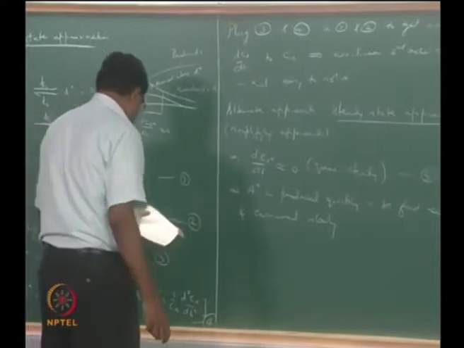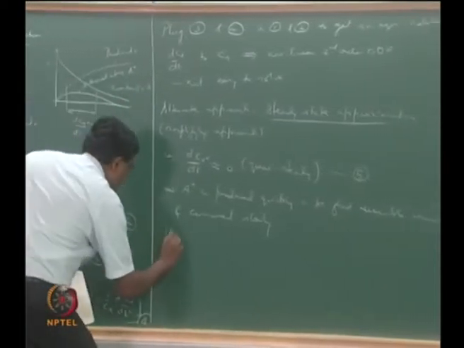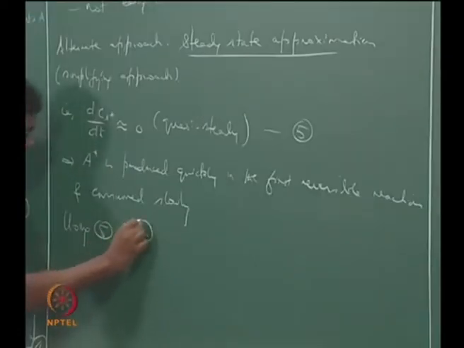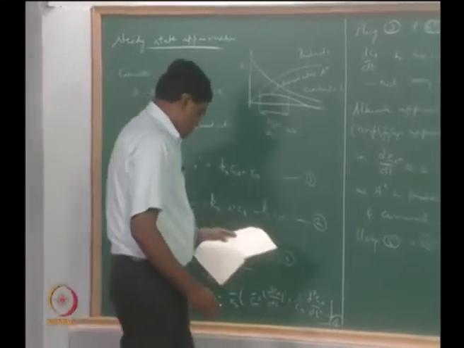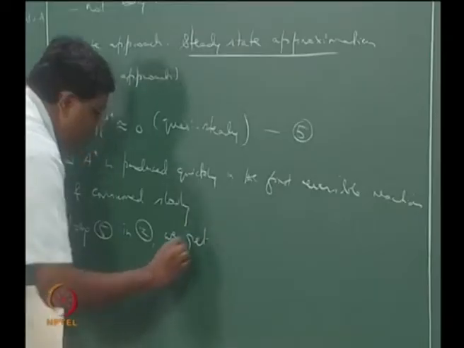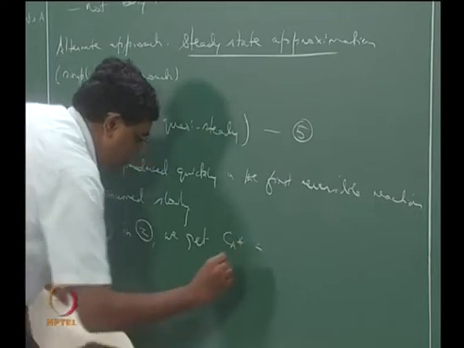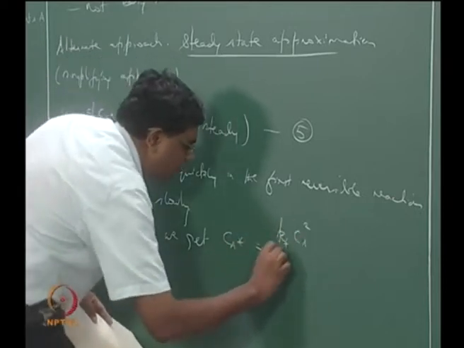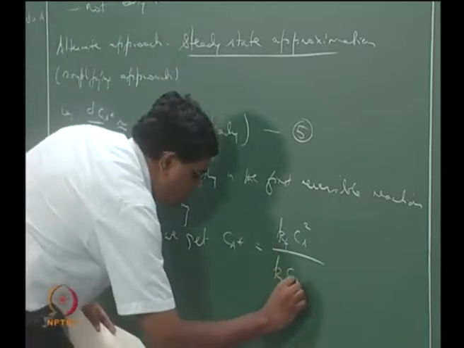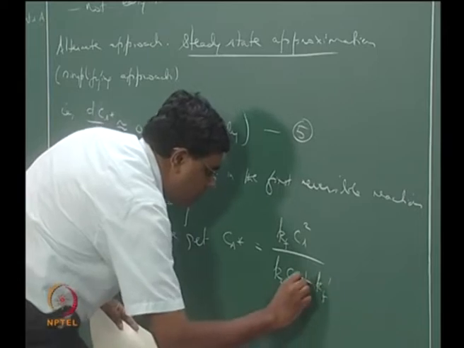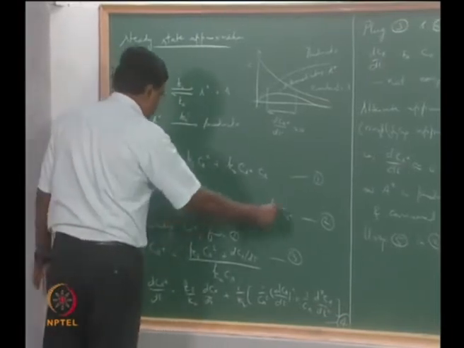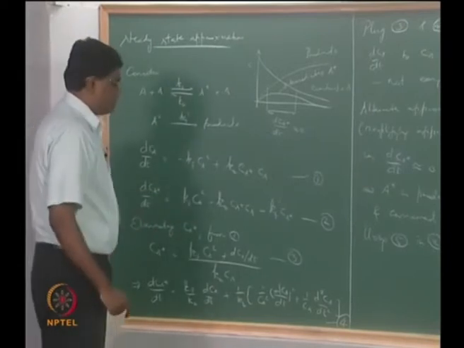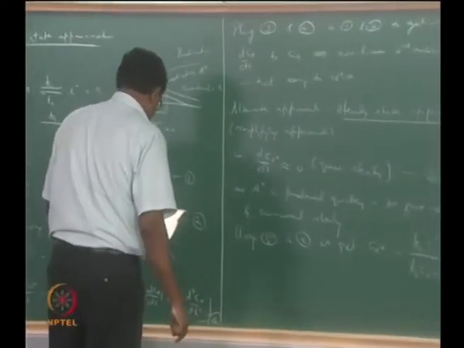Then using 5 and 2, if you now apply 5 to 2, go back here, and say dCA star over dt is approximately equal to 0, we get CA star equal to Kf CA squared divided by Kb CA plus Kf prime. Not very difficult to figure that. Just try to pull out CA star wherever it appears. Set this equal to 0 on the left hand side, so you can collect terms together and do this. Now let's call this 6.